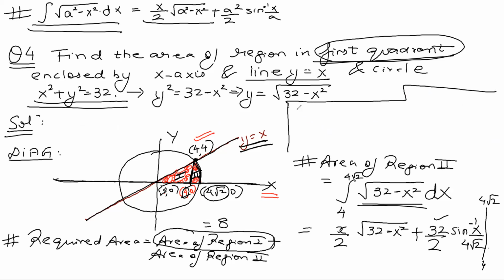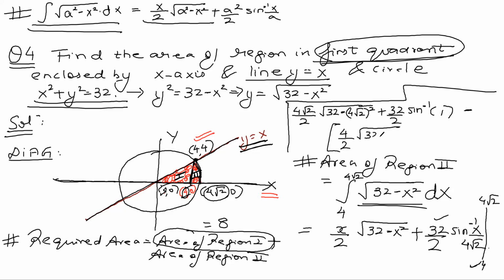So if I put 4 root 2, it's 4 root 2 by 2 into under root 32 minus 4 root 2 whole square, which is again 32, becomes 0, plus 32 by 2 into sine inverse of 4 root 2 by 4 root 2, which is 1, minus, if I put now 4 in the expression, 4 by 2 into under root 32 minus 16 plus 32 by 2 into sine inverse of, if I put 4 here, it becomes 1 upon root 2.